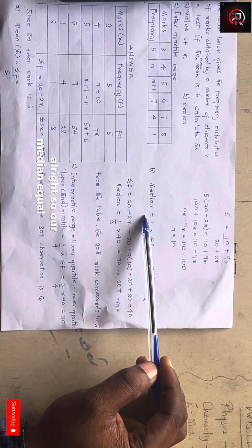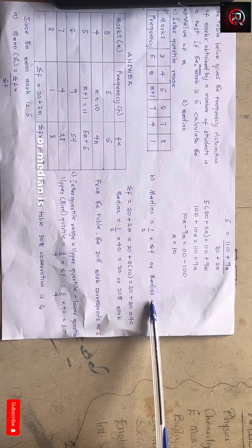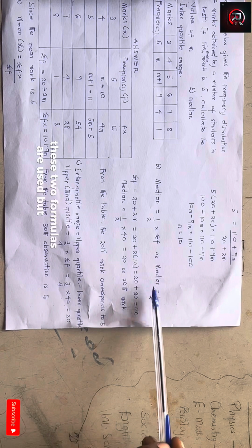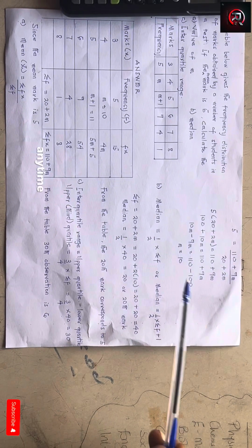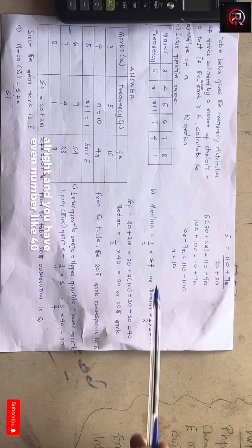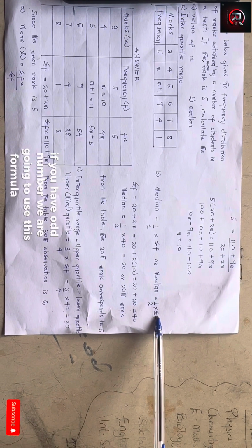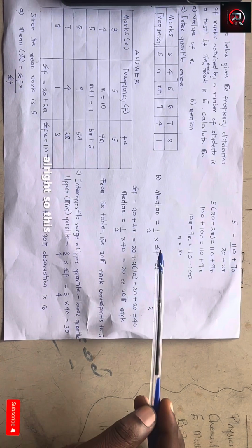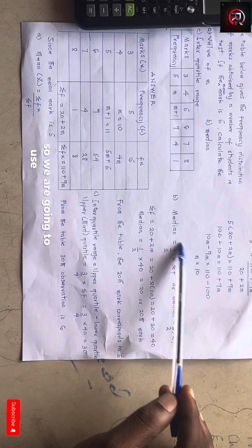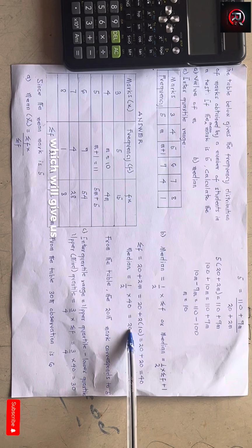Our median is equal to half multiplying summation of f, or median is equal to half multiplying summation of f plus 1. These two formulas are used, but they are used based on conditions. Anytime you sum your f, and you have an even number like 40, we use this. If you have an odd number, we use the other formula. The summation of f that we had is 40, so we use this formula straightforwardly. So the median is equal to half multiplying our 40, which gives us 20.